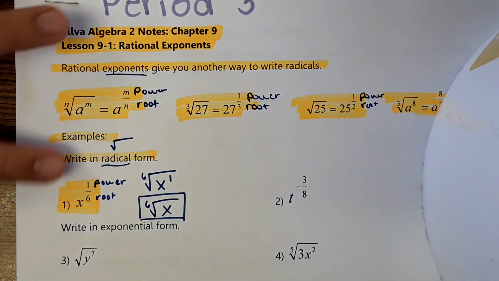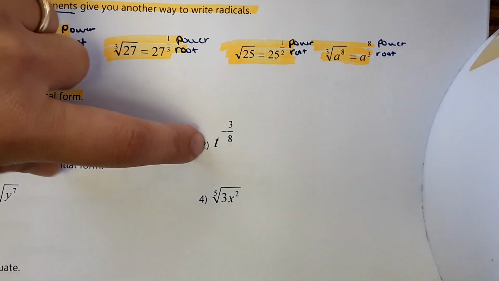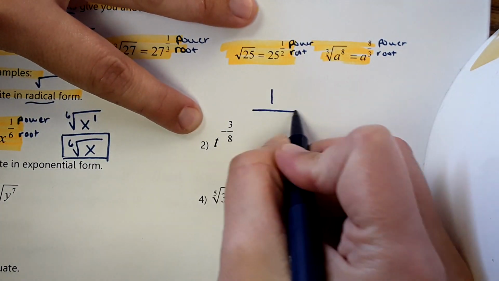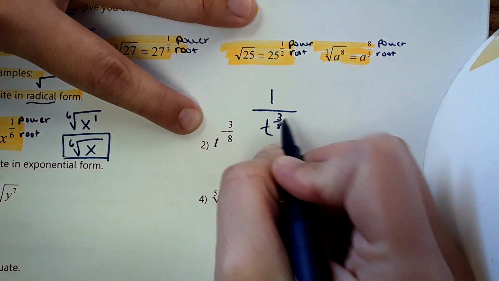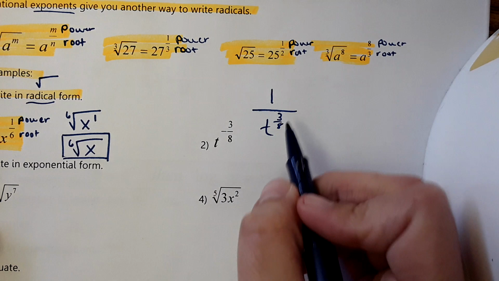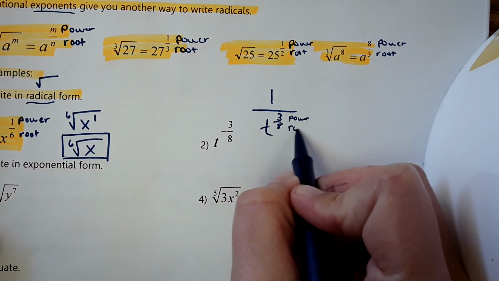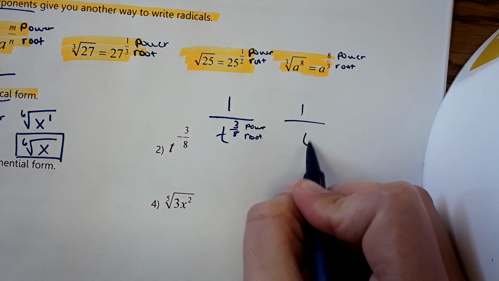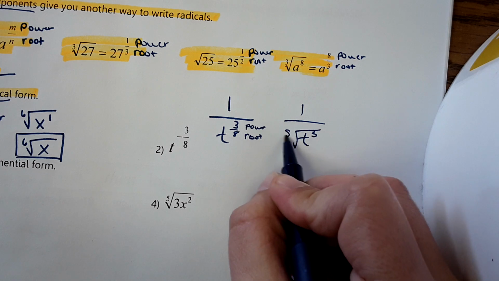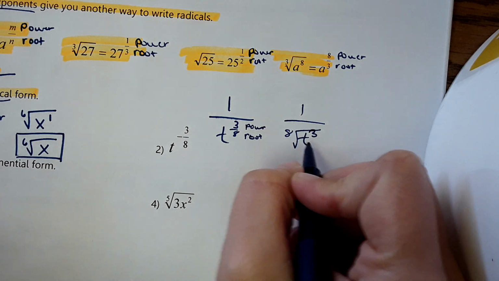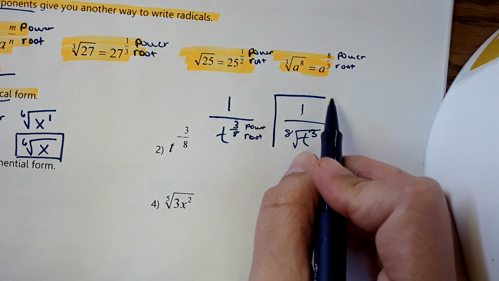Okay, number 2, they take it up a notch. We have t to the negative 3/8 power. With this negative, what we do is we have it as 1 over t to the 3/8. Then from here, it's power over root. So we'd write it like this: 1 over t to the 3rd power and 8th root. In previous lessons, we would have gotten rid of this radical, but that's not the point of this one, so we're just going to keep it like this.